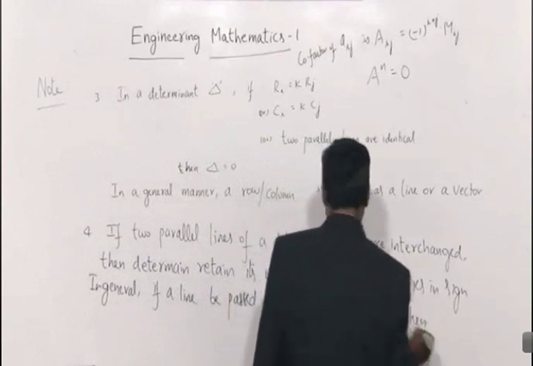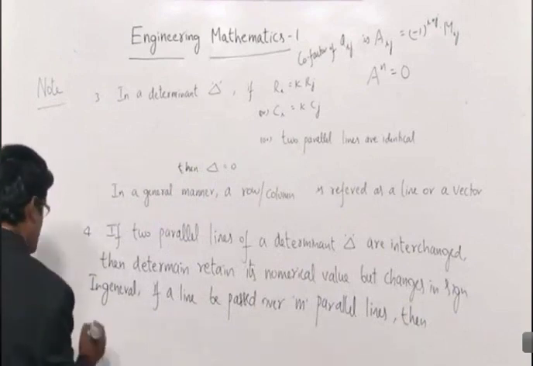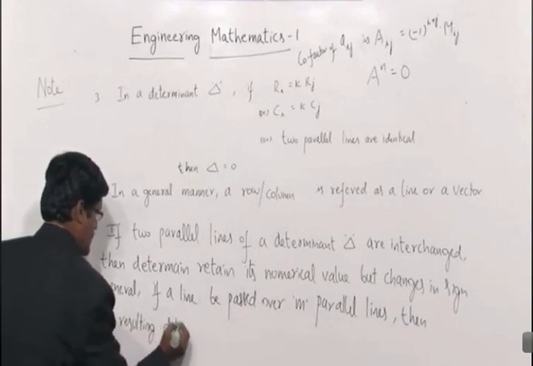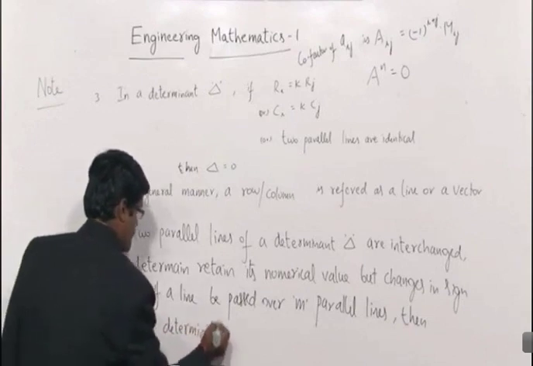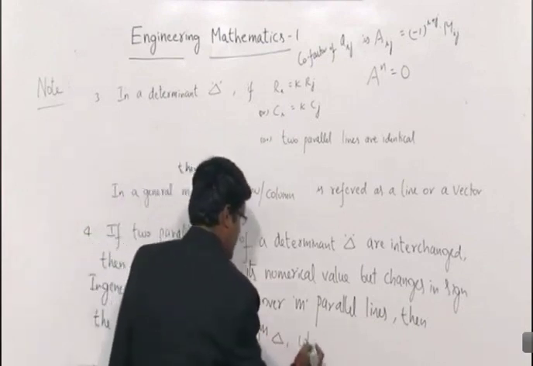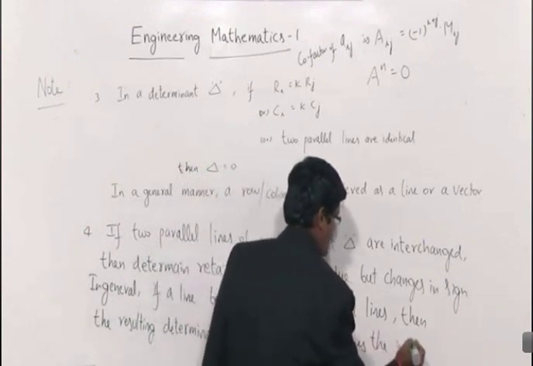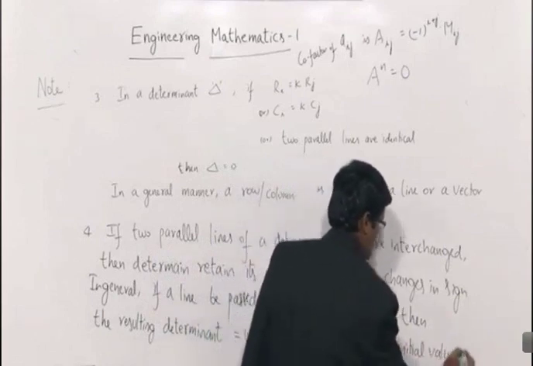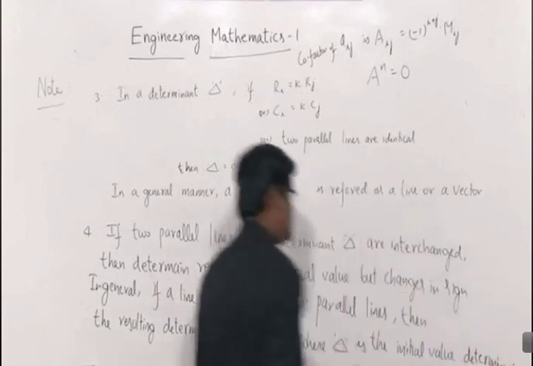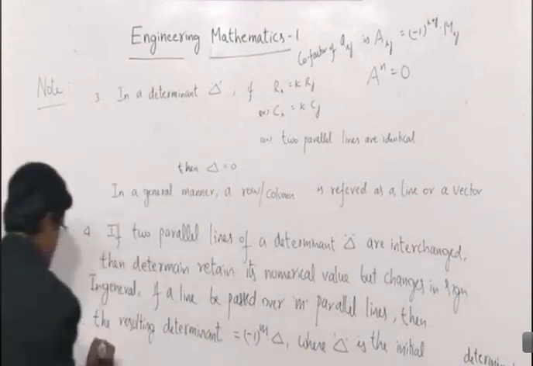Then the resulting determinant is nothing but minus 1 raised to m into delta, where delta is the initial determinant value.